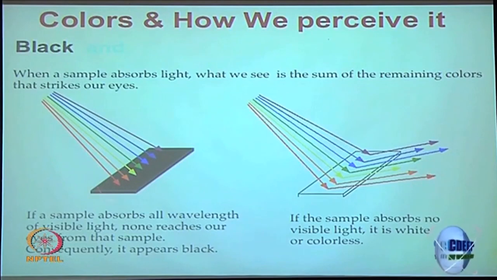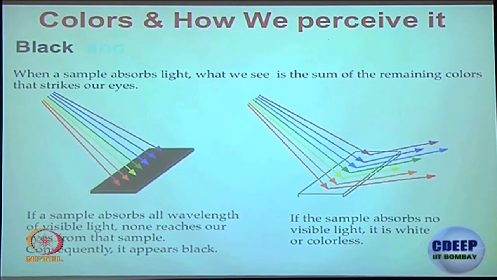So very briefly, if all the colors are consumed or absorbed by some compound or some species, that species is going to be black in color. If nothing is absorbed, that's going to be white in color, for example. And you know, sometimes there is, of course, a complementary color.